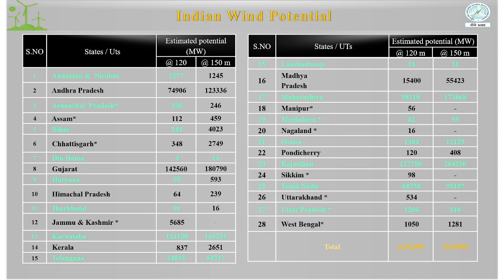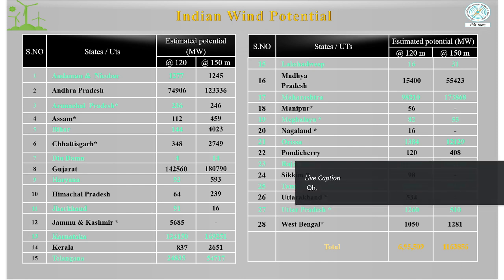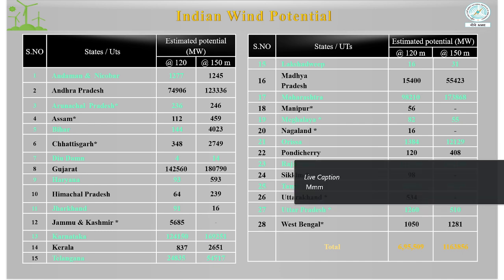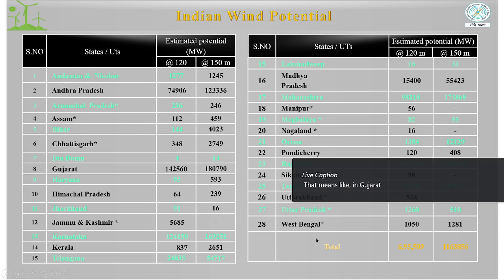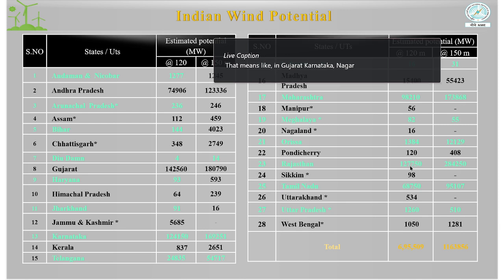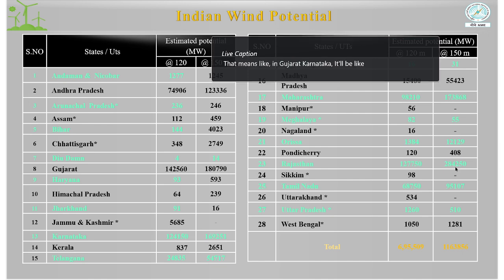You can check with NIWE whether data is already available for a particular location in a particular state, and in which year it is available. You can take that information. In Gujarat, Karnataka, Maharashtra, and Tamil Nadu also. Rajasthan also 127 and 184 at 150-meter. Tamil Nadu also 68.75 and 95.107 gigawatt.